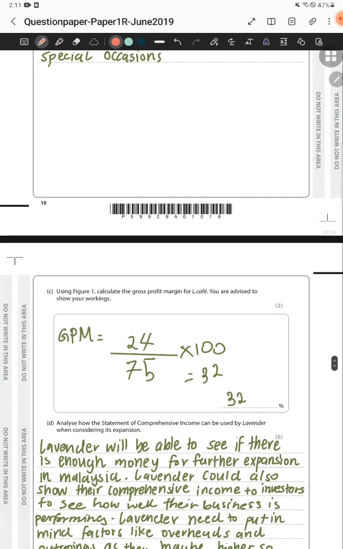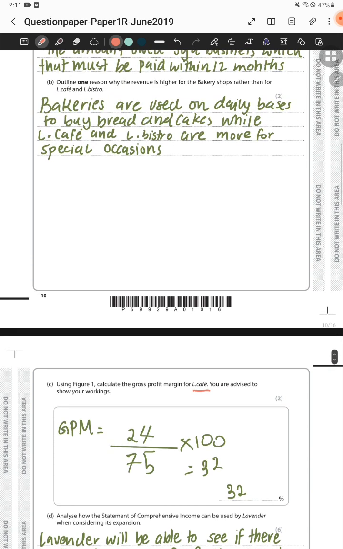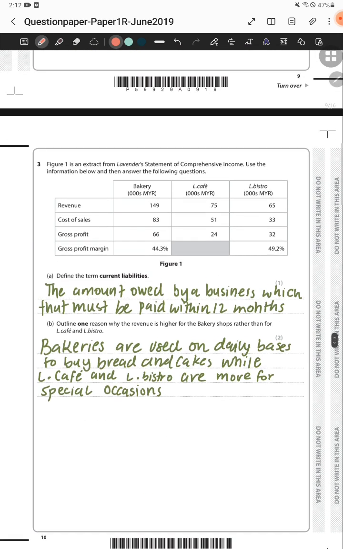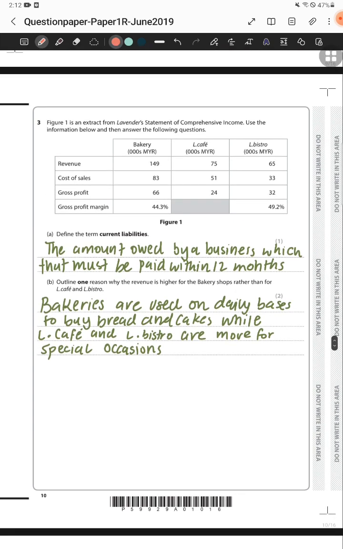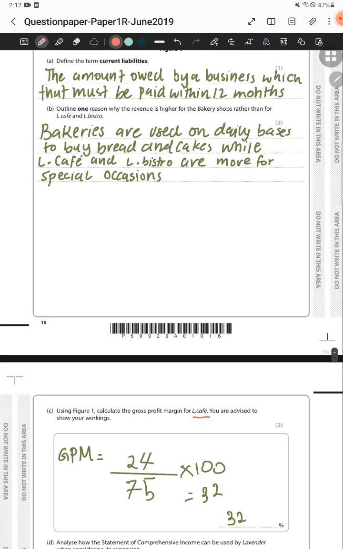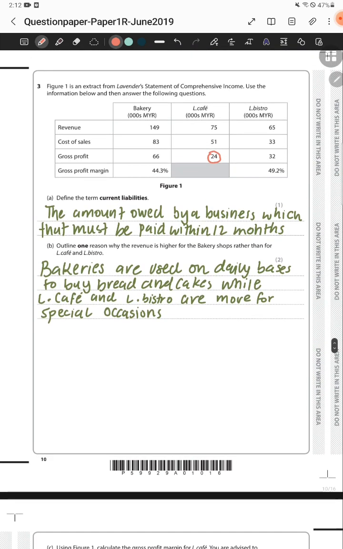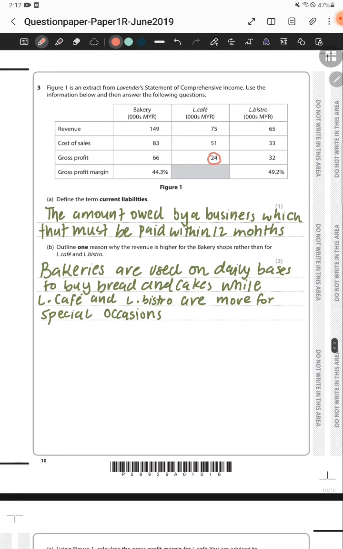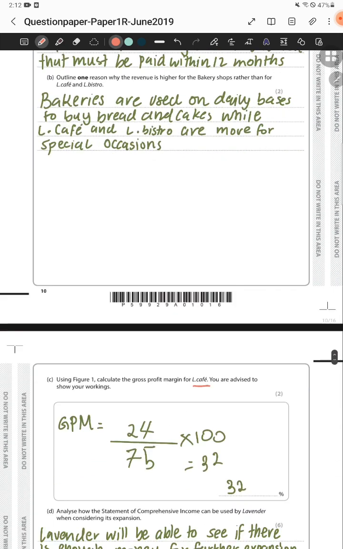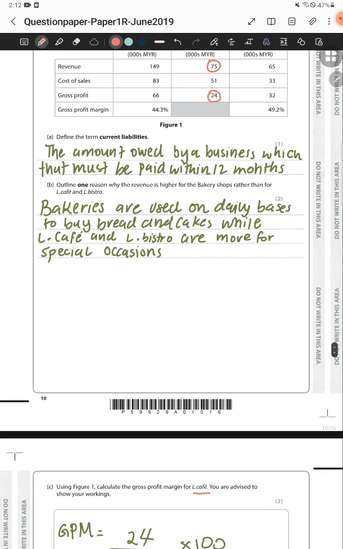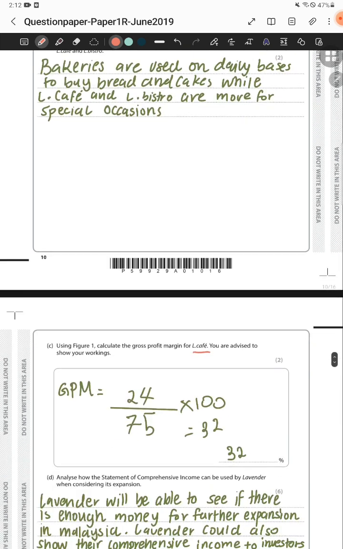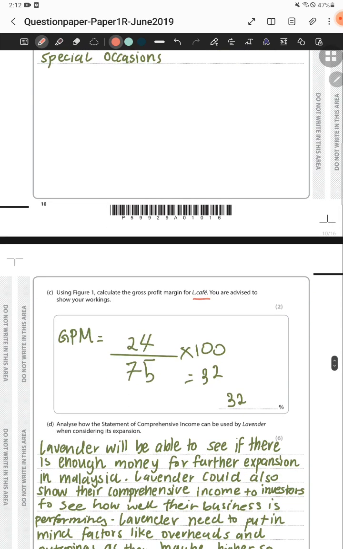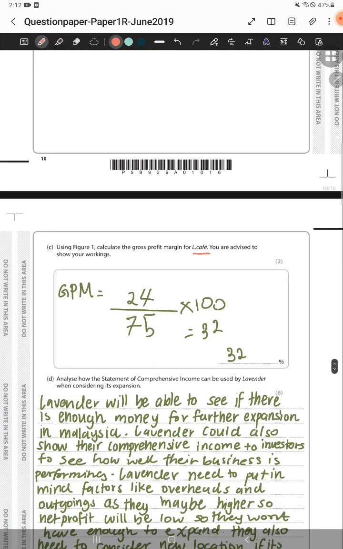So they want us to calculate the gross profit margin for El Cafe. Basically what you have to do is you take the gross profit of El Cafe, which is 24, and then you take the total revenue, which is 75. Here it's missing, so we're looking for this one. So you just put 24 over 75 and then times 100, and then your answer is 32%.